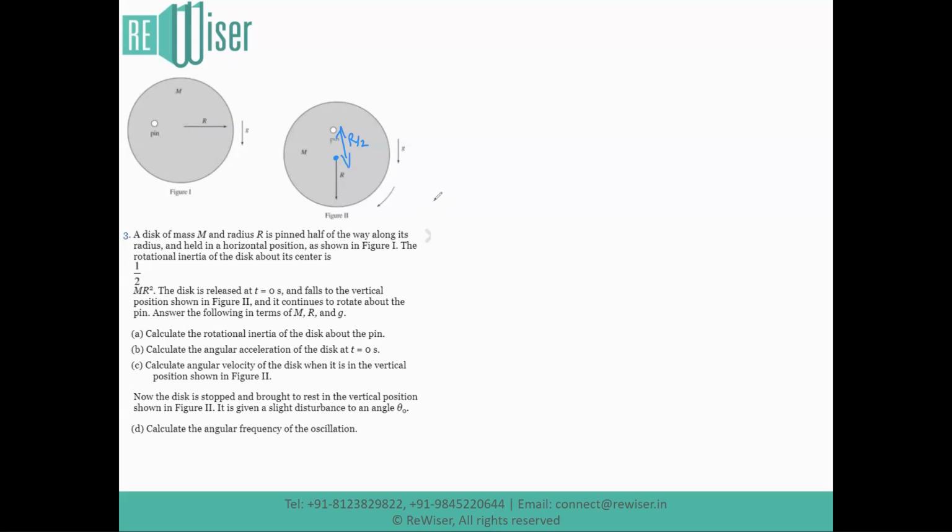Part A tells us to calculate the rotational inertia of the disk about the pin. To answer this question, as stated before, we are going to use the parallel axis theorem, which tells us that the moment of inertia about the new axis is equal to the moment of inertia about the original axis, or the center of mass, plus the mass M multiplied by the square of the distance between the original axis and the new axis, which in this case is R by 2.